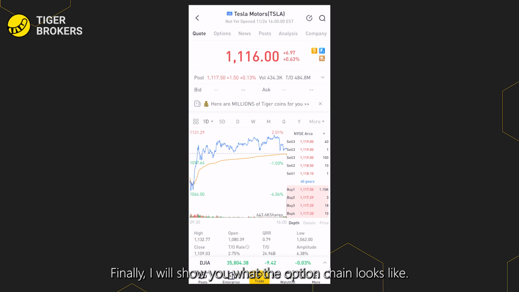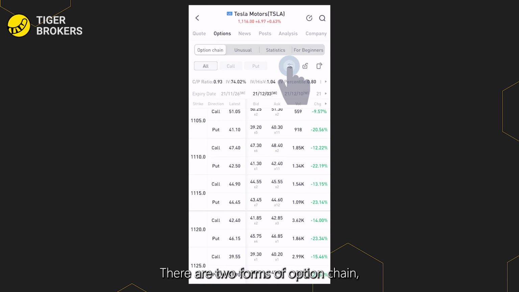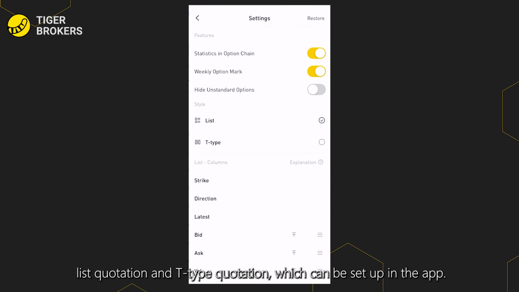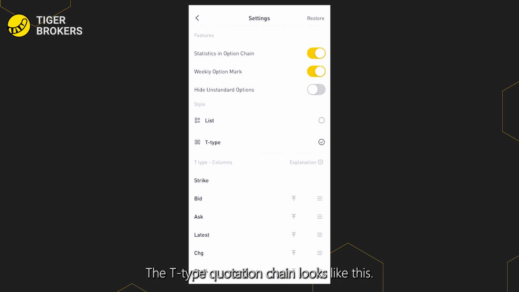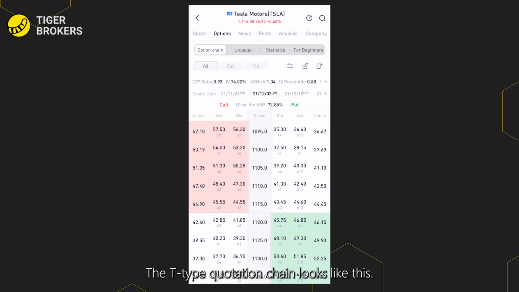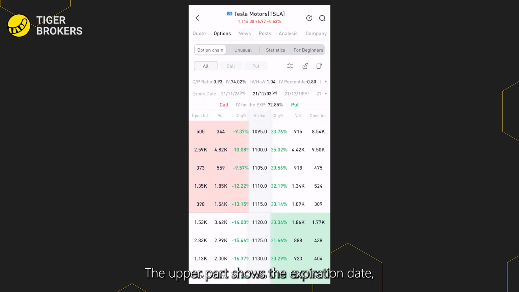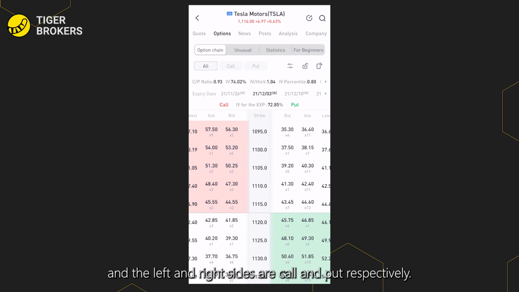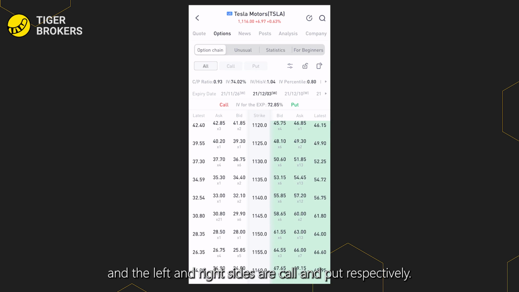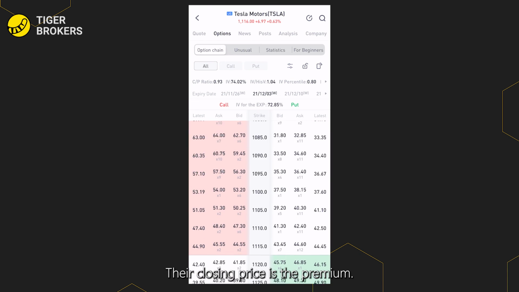Finally, I will show you what the option chain looks like. There are two forms of option chains, list quotations and T-type quotations, which can be set up in the app. The T-type quotation chain looks like this. The upper part shows the expiration date, the middle shows the strike price, and the left and right sides are call and put respectively. Their closing price is the premium.